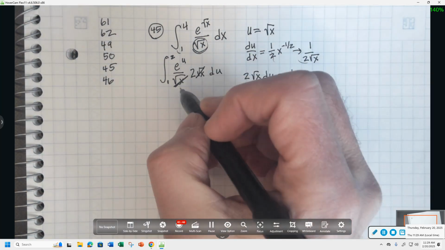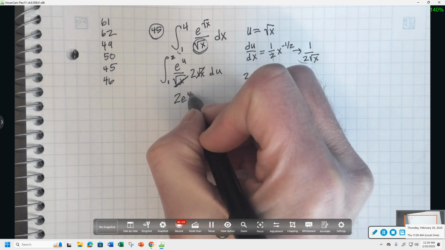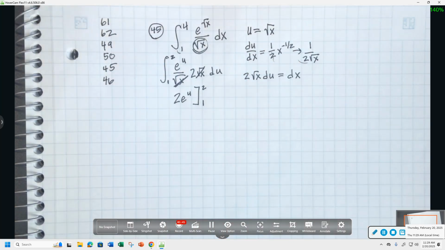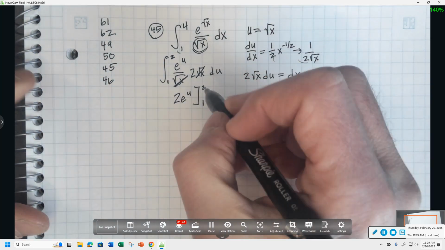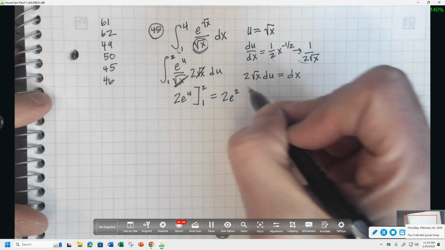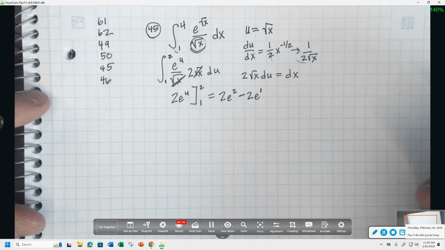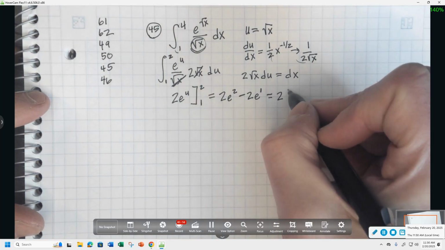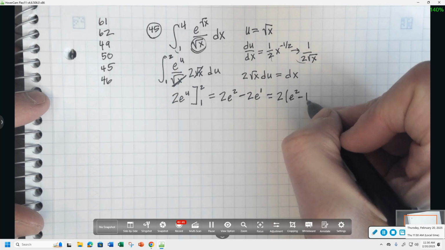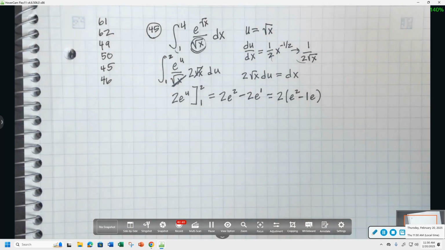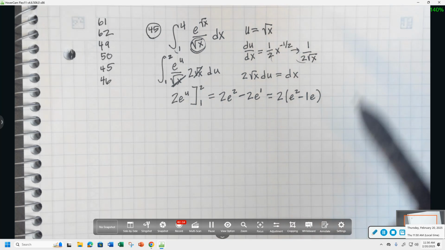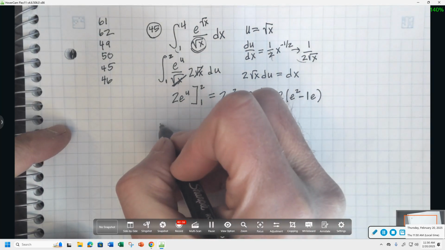When we integrate 2e to the u, we get 2e to the u. We're going from 1 to 2, so we get 2e squared minus 2e to the first. Not really anything you can do with that. At best, maybe you factor out a 2. 2e to the second minus 2e to the first is great, if you can get to that point. Any problems with 45? Definitely, though, leaving one behind there so that it'll get canceled by the derivative is helpful.